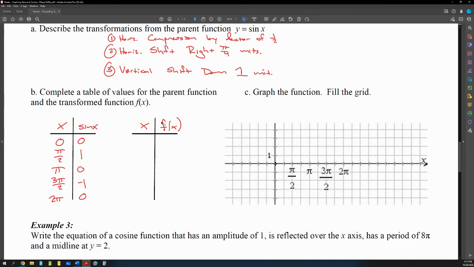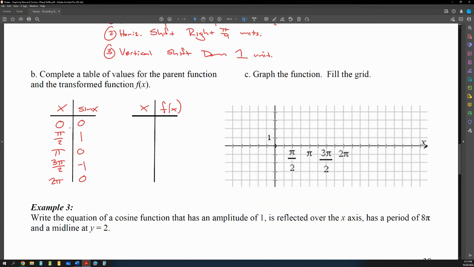So our first one is going to be 0. So divided by 2 is 0. Shifted to the right pi fourths units is pi fourths. Pi halves divided by 2 is pi fourths, and then shifted to the right pi fourths units is pi halves. Pi divided by 2 is pi halves. Shifted to the right pi fourths units is 3 pi fourths. 3 pi halves divided by 2 is 3 pi fourths, and then shifted to the right pi fourths units is pi. And then finally 2 pi divided by 2 is pi. Shifted to the right pi fourths units is 5 pi fourths. Okay, so these are our new values.